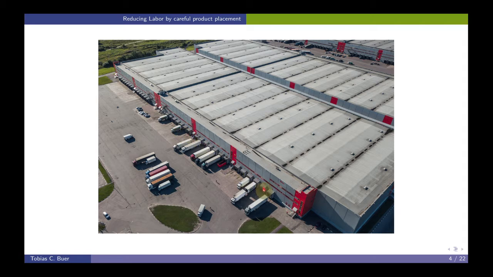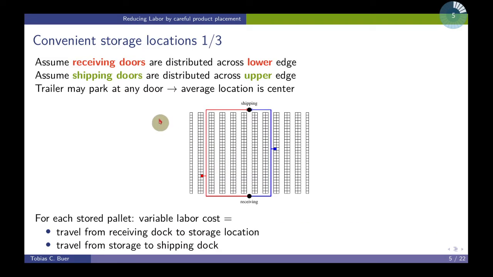Many warehouses have doors on both sides, as you can see here for this warehouse, and we cannot see it, but maybe the warehouse also has doors on the top side. Typically you do not only have one door, but a high number of doors. You need to know this to understand the following drawing.